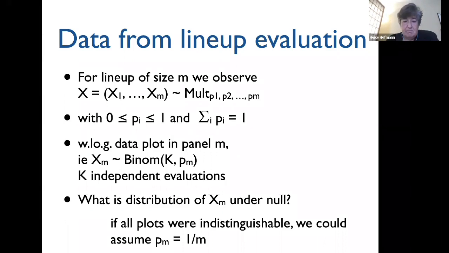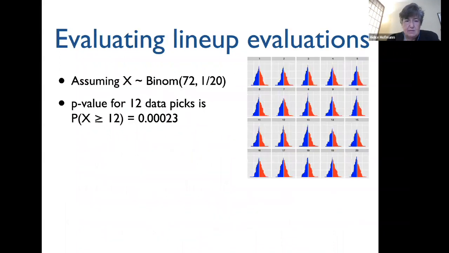So what do we get when we evaluate this? The p-value for x greater than or equal to 12 is very small, 0.00023. So what we're saying here is that a plot like the plot in number 13 only happens in about 2 out of 1,000 cases.